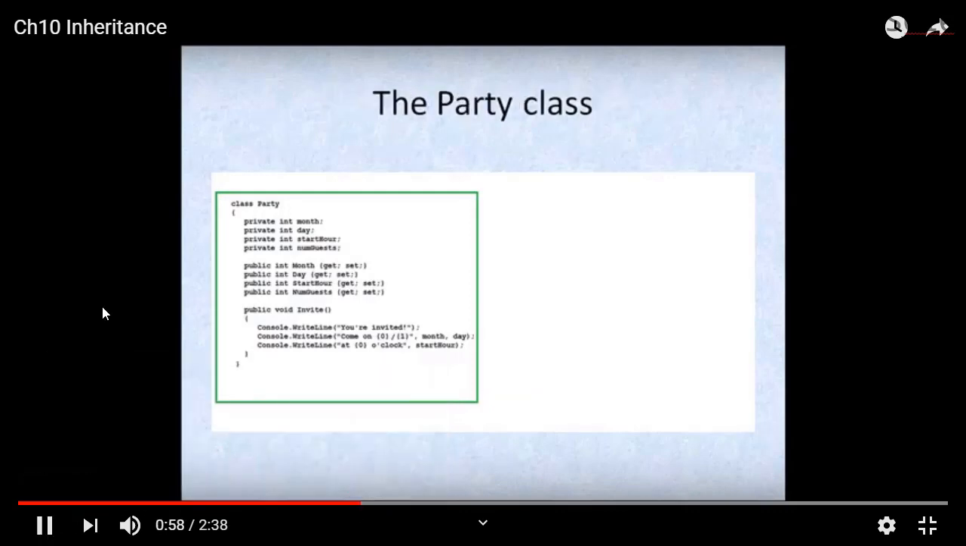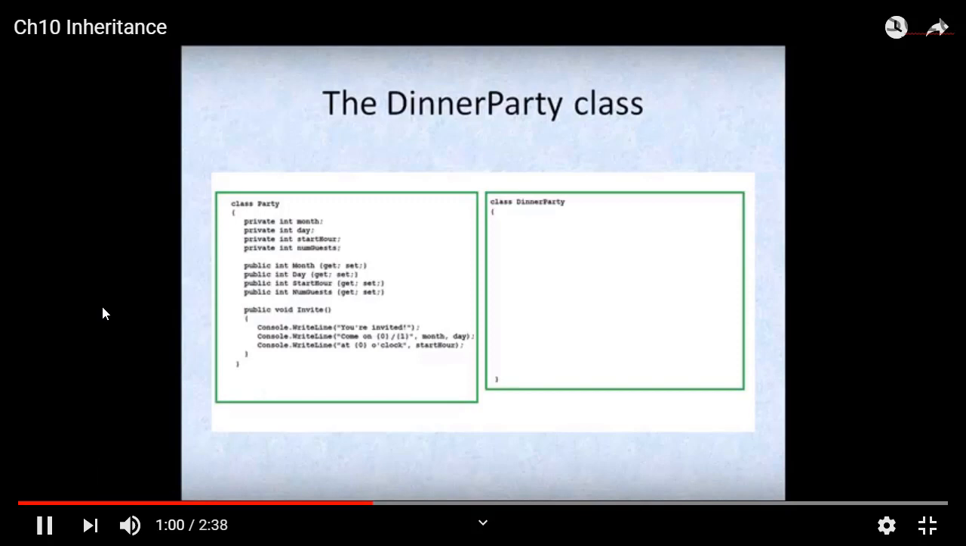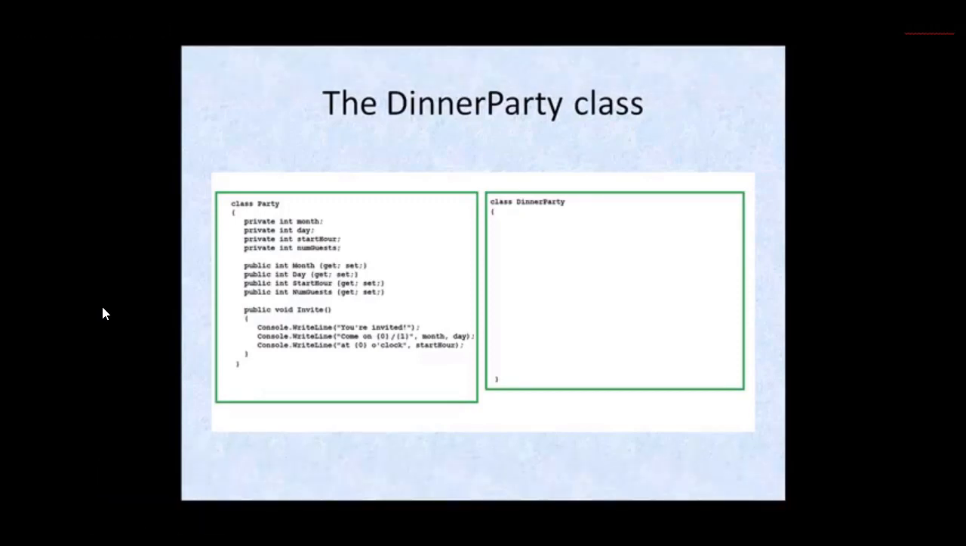Suppose you also create a dinner party class, and you decide that dinner party needs a month, a day, a start hour, and a number of guests, and an entree that will be served. And a dinner party needs properties for month, day, start hour, and number of guests, also for the entree.